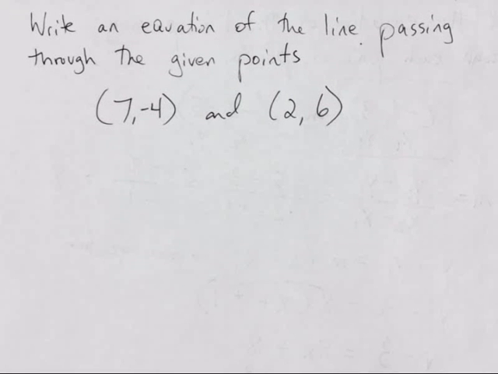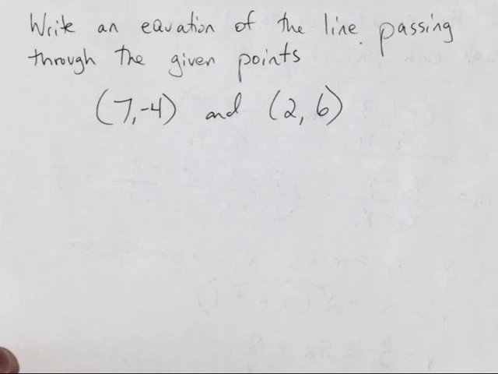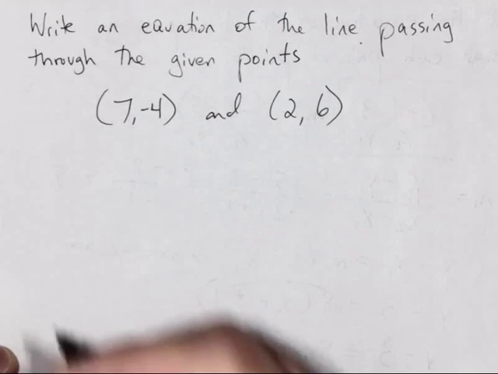So here's the first problem we want to work on. Write an equation of the line passing through the given points (7, -4) and (2, 6). You actually did problems like this in Section 7, so this is a little bit of review, but keep in mind that two things that we need to write an equation of a line is slope and y-intercept.